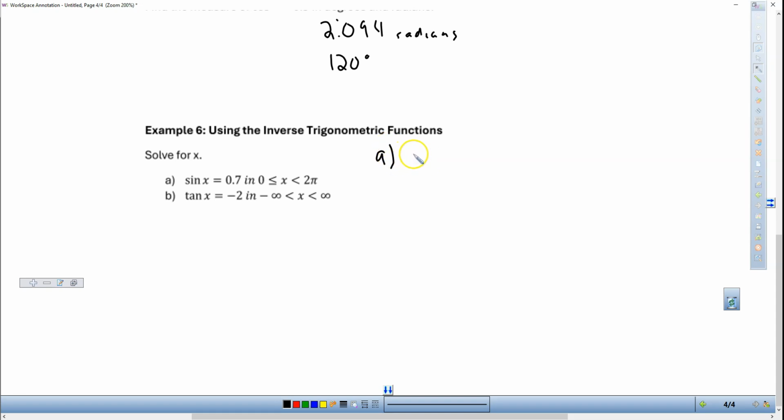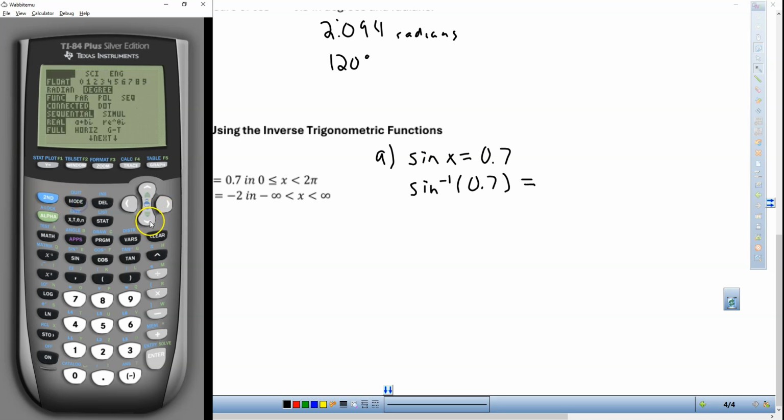All right, so for part A, we know we have the sine of x is equal to 0.7. So the simplest way for us to approach this is to say, let's go ahead and do an inverse of this. So we're going to say that this is the inverse sine of 0.7, and we can get a radian value here. So I'm going to go back to my calculator and change my mode back to radians. And we're going to do an inverse sine of 0.7. I didn't hit the second key there, so let's hit that. There we go, got an inverse sine now. 0.7, there we go. That's the value we want.